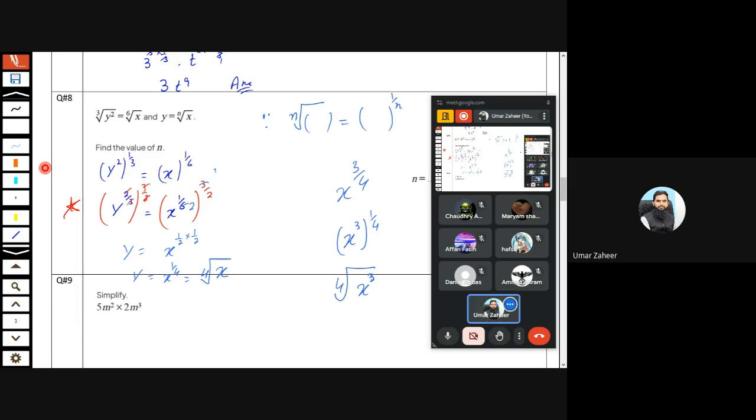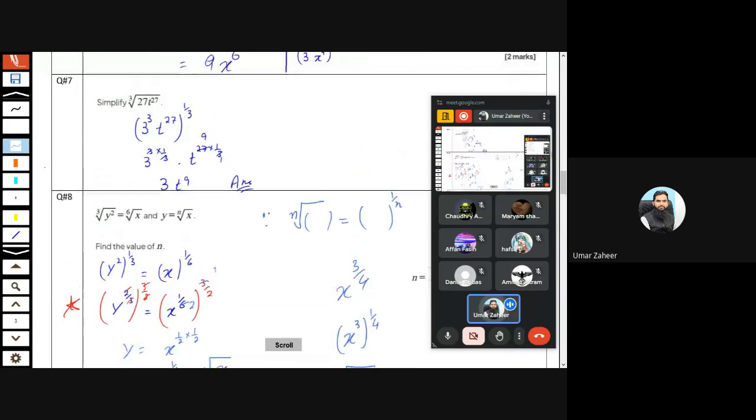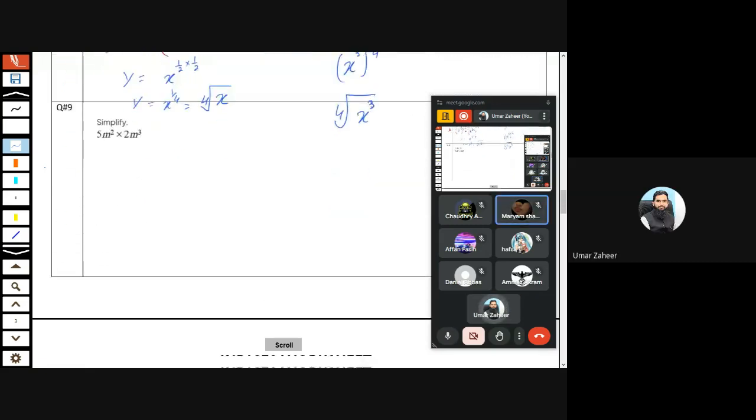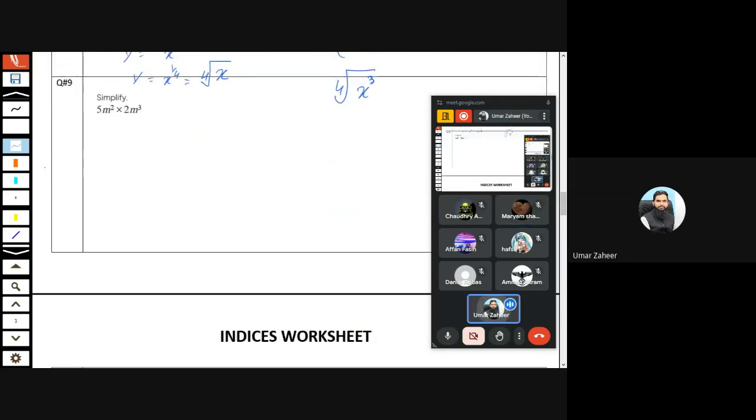Does anyone still have a confusion in it? All right, the next one. Nothing? Okay. Now in the next one, we have 5 multiplied by 2, that is 10. Now the bases are the same, so we have to add the powers. So 2 plus 3, it will be 10 raised to the power 5.